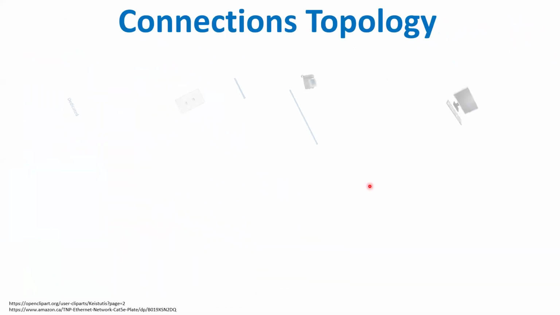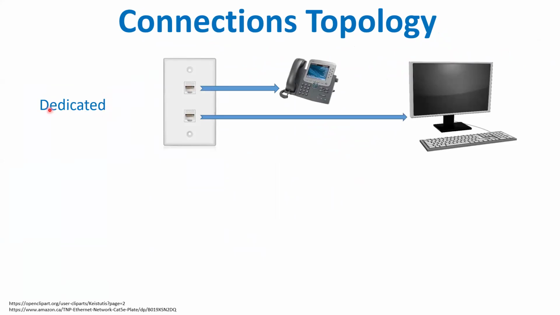Connections topology. You can have a dedicated line to a VoIP phone, but here's the thing. When trying to sell the product, you need to make it as convenient to the client as possible to make the decision to write you the big check. The more convenient things are, the more likely you're going to get the sale.